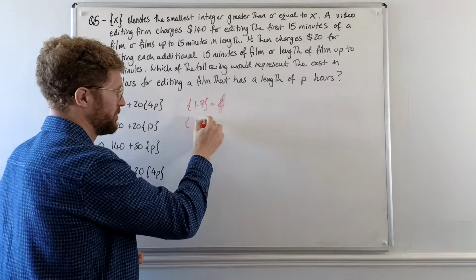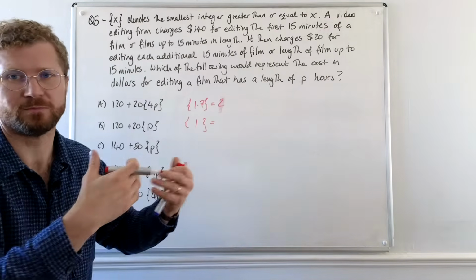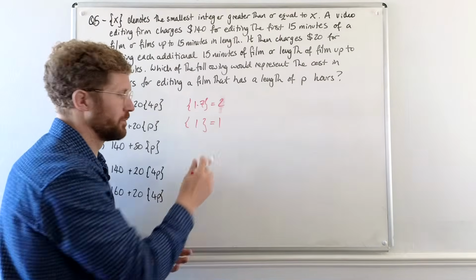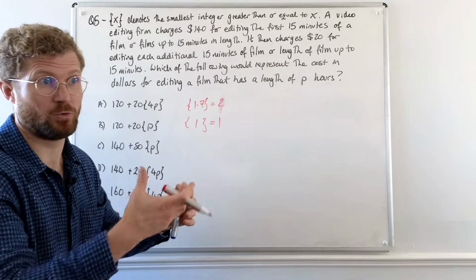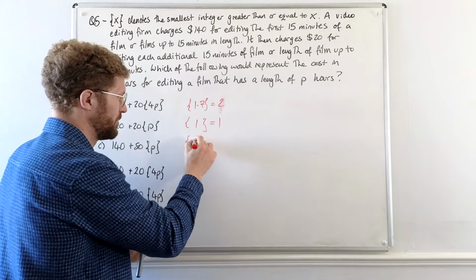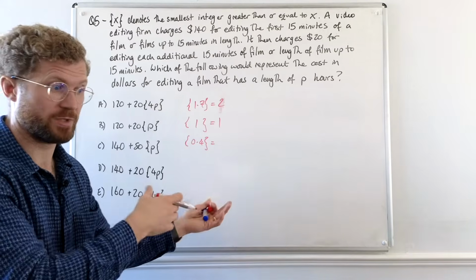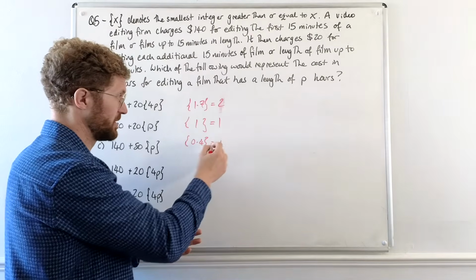Picking some other numbers, if I just put 1 in there, the smallest whole number that is greater than or equal to 1 is just 1. Keep going. If I put 0.4 in there, well, the smallest whole number that's bigger than or equal to 0.4 is just going to be 1 again.